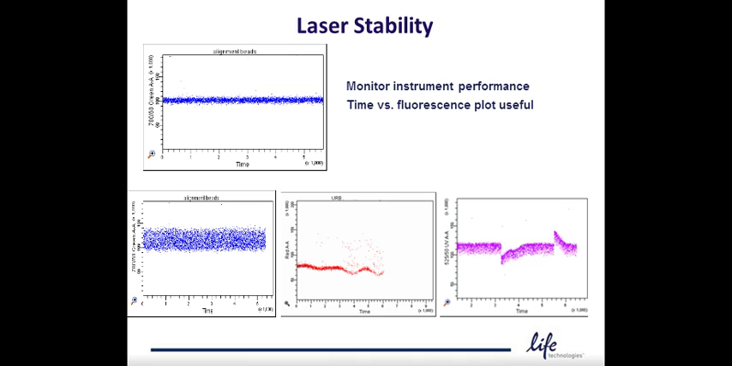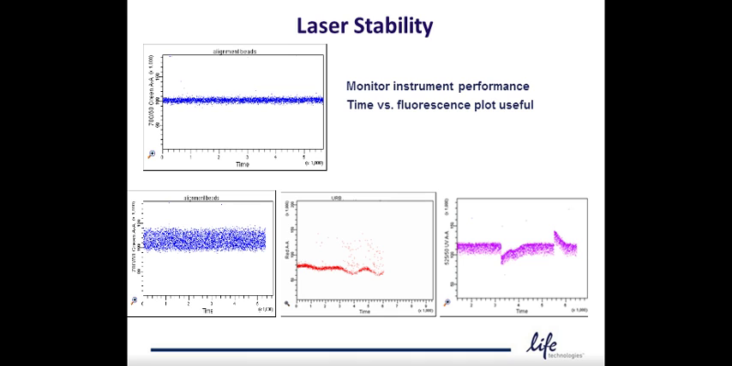Laser stability is necessary. Please follow the instrument manufacturer's recommendation for proper laser warm-up time. One good way to monitor stability of the system is to use a fluorescence versus time plot. The top plot is a fluorescence versus time, and it shows an example of a steady laser, and this is what is expected.